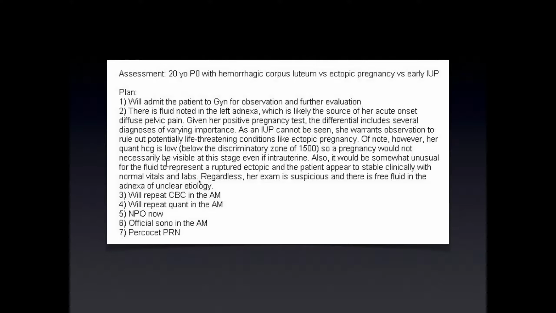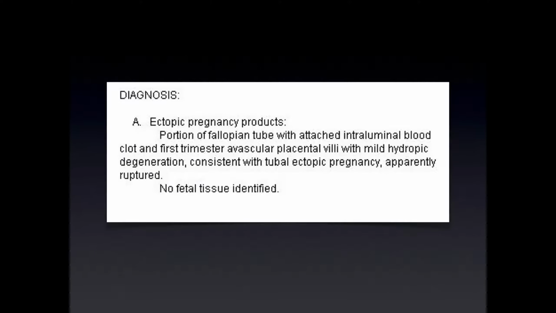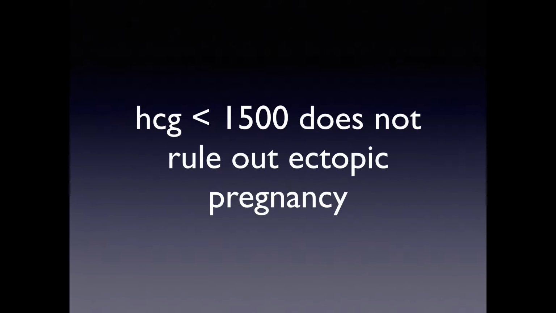The ultrasound classification is more reliable than clinical features such as hemoglobin and shock index. Later on, the patient did become unstable, went to the operating room, and an ectopic pregnancy was discovered, and is shown here on pathology. So once again, an HCG less than 1500 does not rule out ectopic pregnancy.